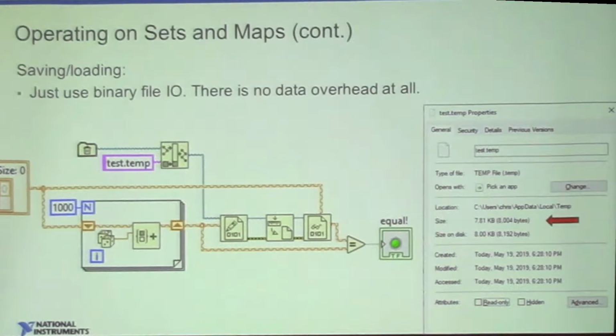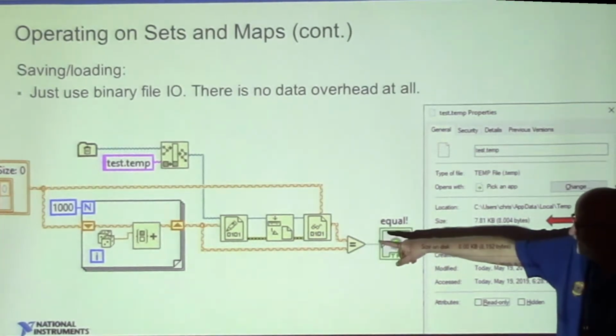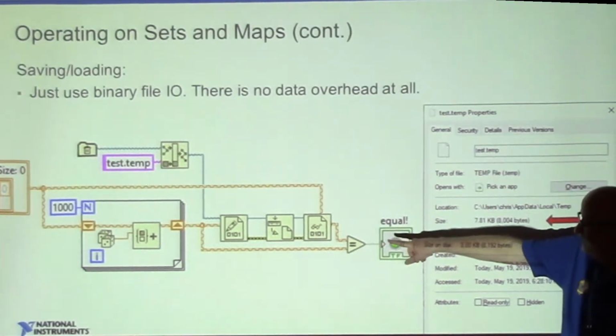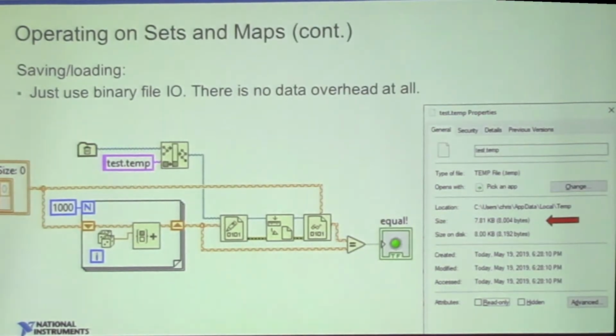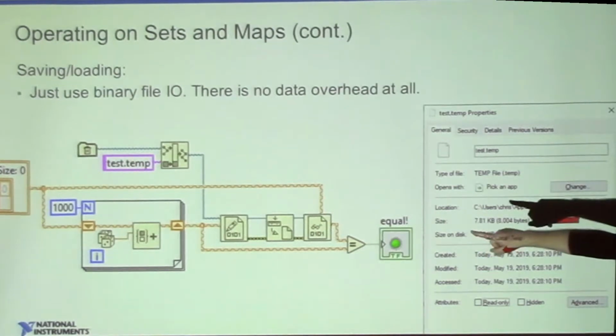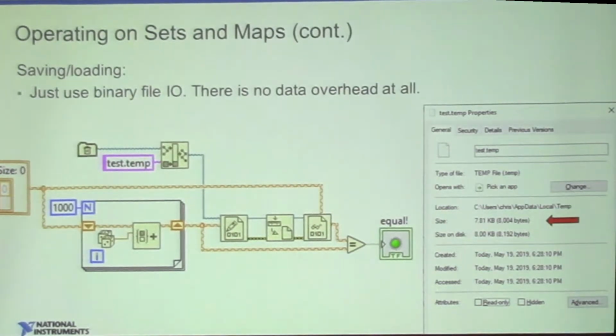Save and load, you can just dump to disk with binary read. So you write it, you reset the file position to 0, and you read it as a set, and they're equal. And if you look at it, there's no extra data structure that keeps the set organized or anything. If you count it, the size is exactly 8,004 bytes. 8,000 bytes for the 1,000 doubles, and 4 bytes for the size, which is an I32.